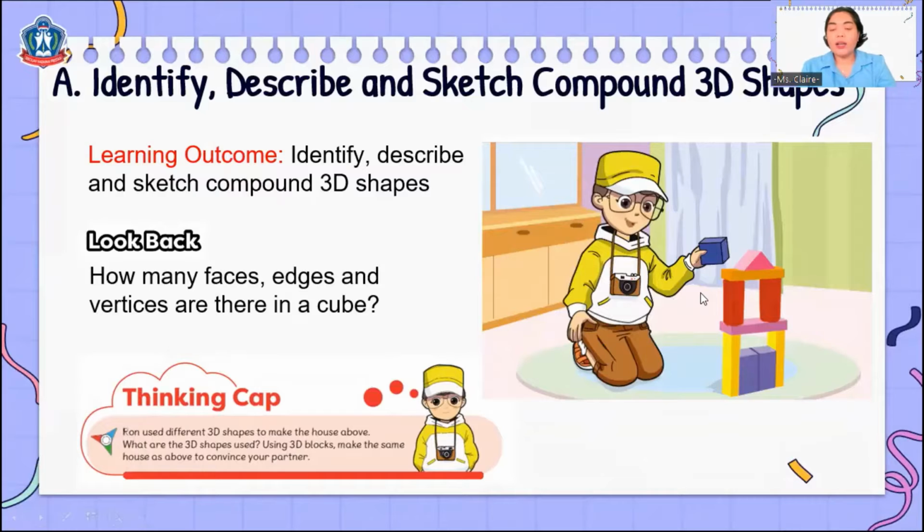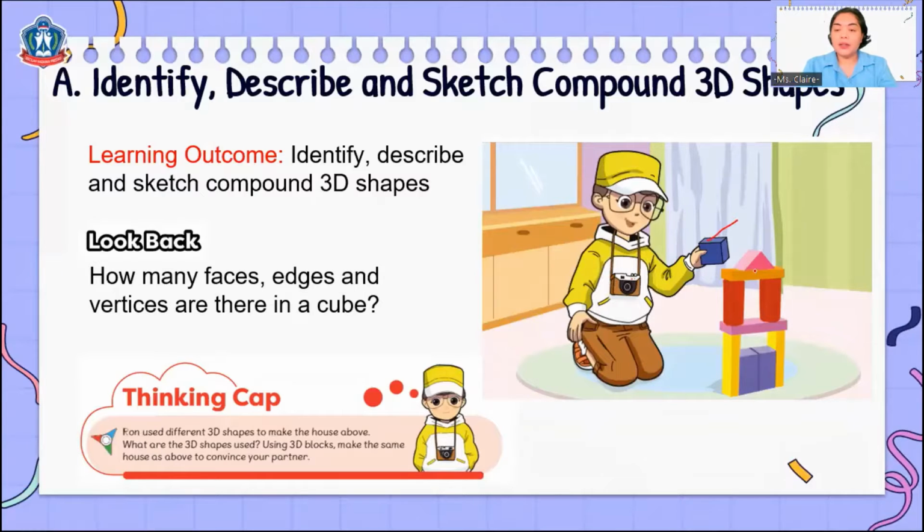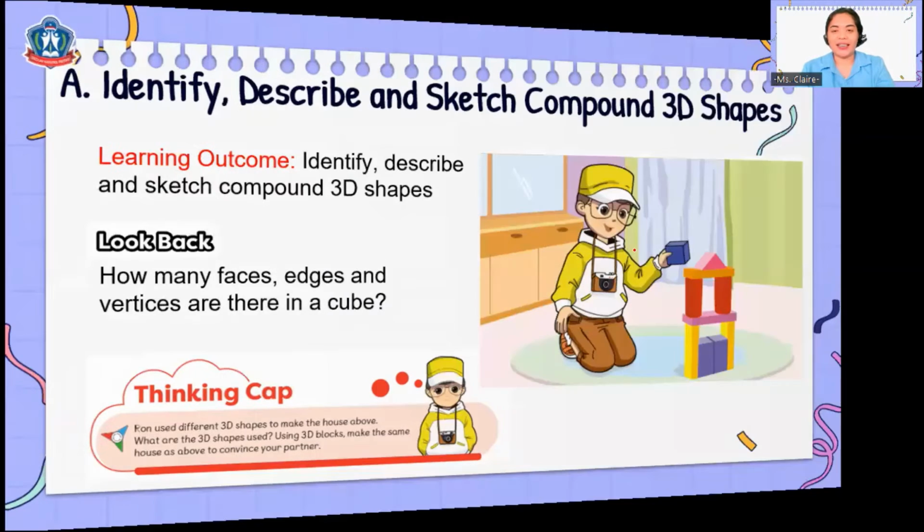Okay, take a look. What are the different 3D shapes Ron used? We have a cube. This one is a triangular prism. This one is a cuboid. This one, the yellow, the purple, and the pink one. How about the red? These are cylinders. So are you still familiar with faces, edges, and vertices? Do you still remember how many faces, edges, and vertices there are in a cube? If you know the answer, you can share that during our class.